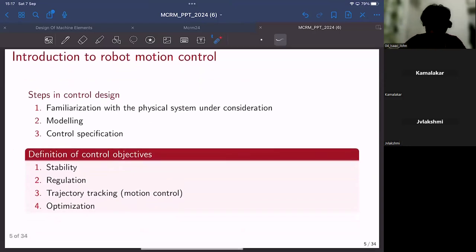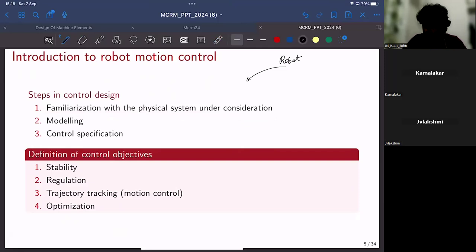Then we move on to the topic of robot motion controllers, which basically starts by discussing the steps involved in the design of a motion controller. The basic step to get into a motion controller is to familiarize ourselves with the physical system under consideration. So in the case of a robot manipulator, how can we familiarize ourselves with this robot system?